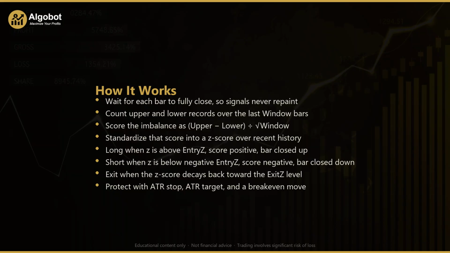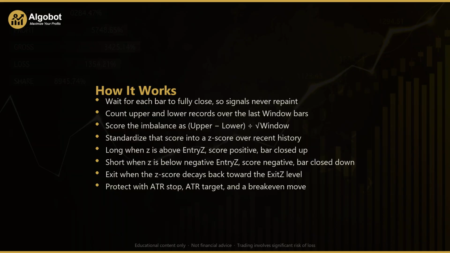A single score in isolation doesn't mean much, so the strategy standardizes it. It takes the last scoreLookback scores, which defaults to 60, calculates their average and spread, and converts the current score into a Z-score. This Z-score tells the strategy how unusual the current drift is compared with the instrument's own recent behavior. This self-adapting step is what lets one set of parameters work across different symbols and market conditions.